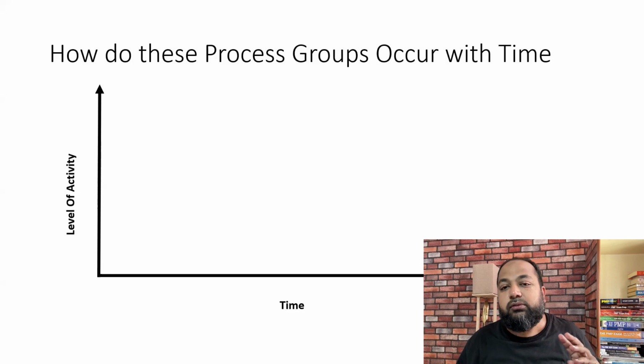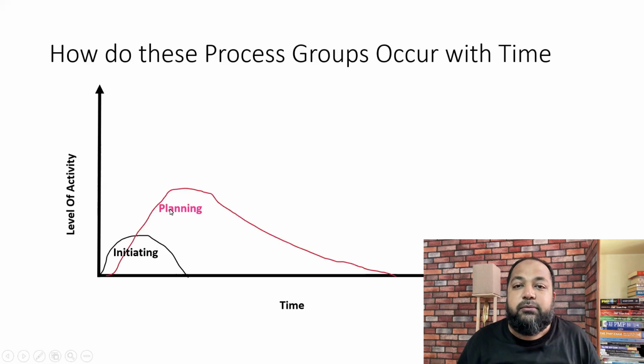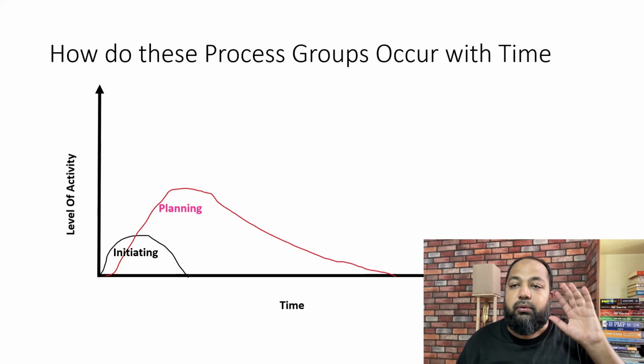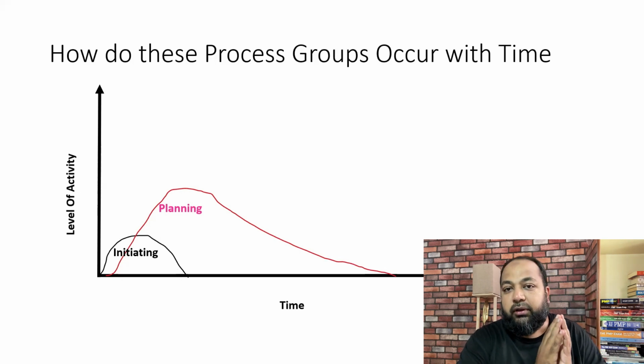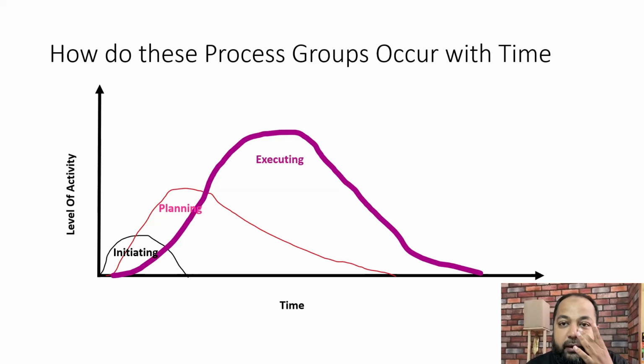So the level of activity is plotted on one side, the time on the other. Initiating happens in the beginning of the project. After initiating comes planning, but during initiating itself there is some effort put on planning also. More effort happens in planning after you have the project charter ready. Let's say you spend 5 to 10% effort on initiating, at least 15-20% on planning, then most of the time and level of activity goes on the executing process group. Lot of time, 50 to 60%, some 60 to 70% of the time also goes on executing the project.